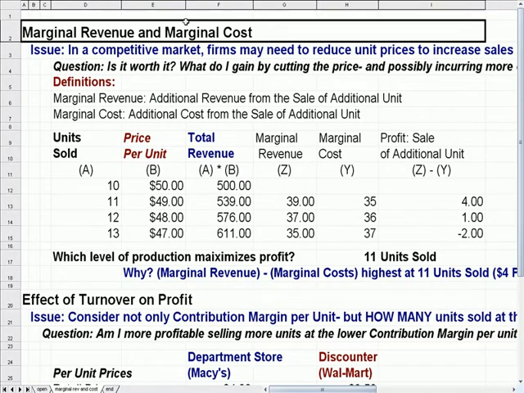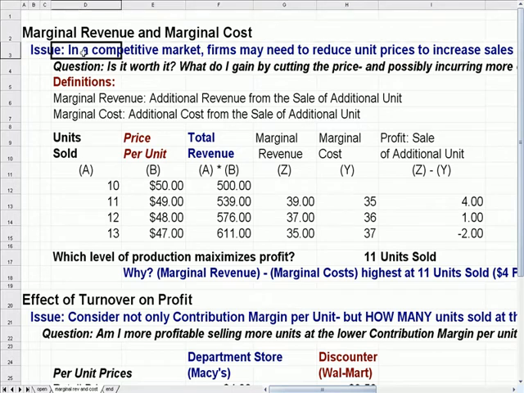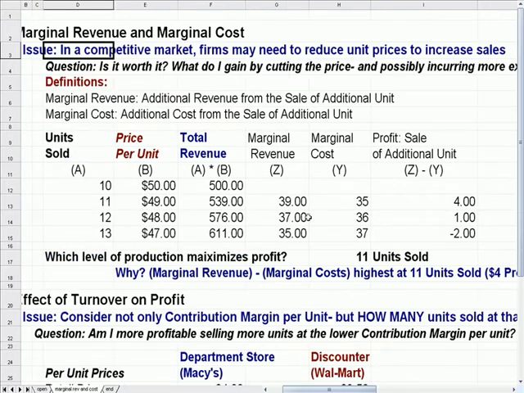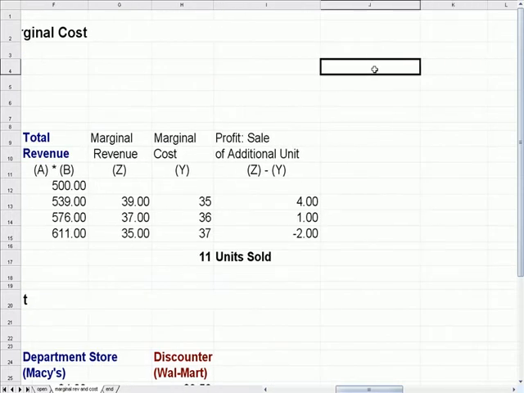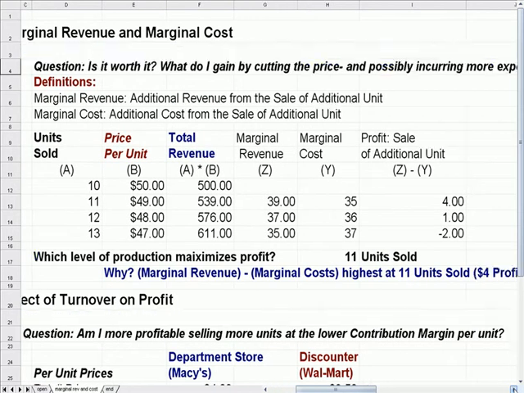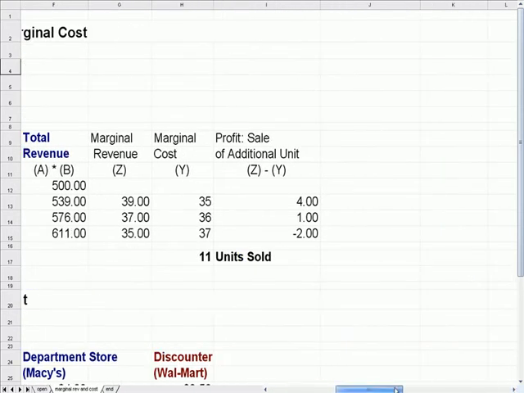So let's talk about marginal revenue and marginal cost. And the issue here is, in a competitive market, a firm may need to reduce prices to increase sales. And the question is, is it worth it? That is, what do I gain by cutting the price and possibly incurring more expenses?